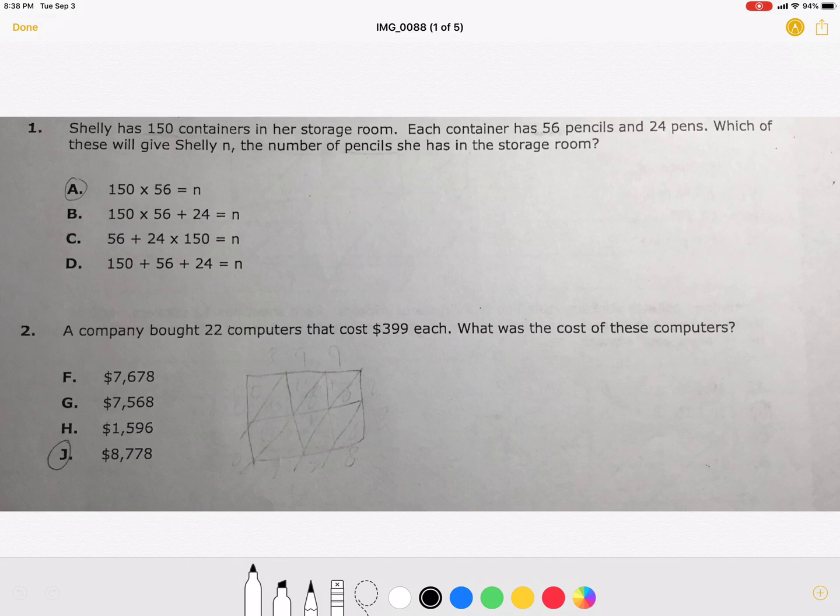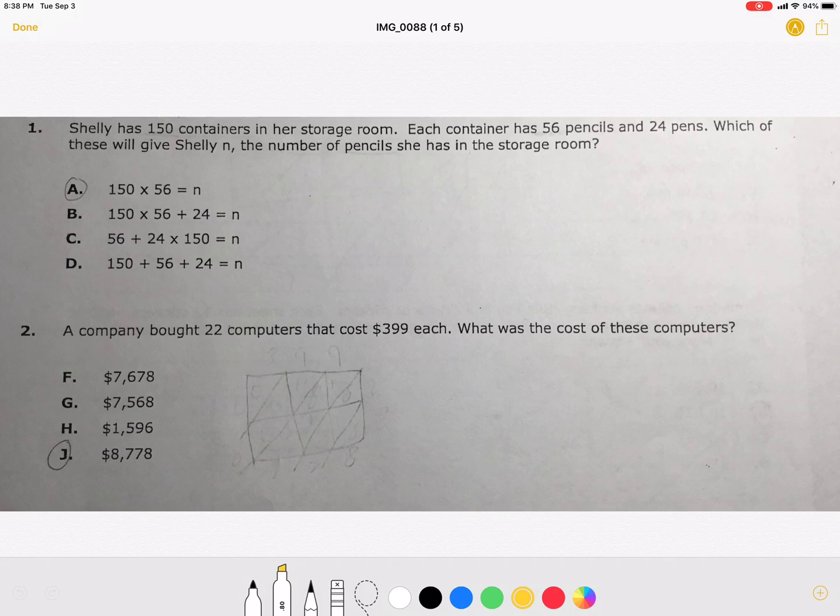So for the first one, let's go ahead and do what a lot of kids like to do. They like to highlight the important information. And this is a good strategy. So right off the bat, we know that we're going to read it. Shelley has 150 containers in her storage room. Each container has 56 pencils and 24 pens. Which of these will give Shelley N, the number of pencils she has in the storage room?